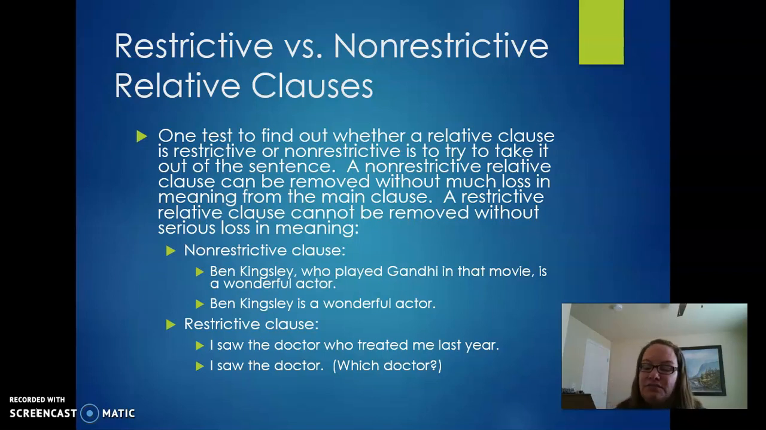So one test to find out whether or not the clause is restrictive or non-restrictive is to take it out of the sentence. So we removed that one about Winston Churchill, and it seemed to have the same meaning. So that gives us an idea that it is non-restrictive, right? A restrictive relative clause cannot be removed without losing a lot of meaning.